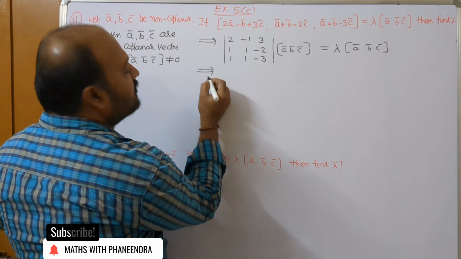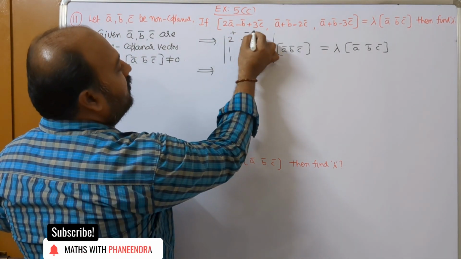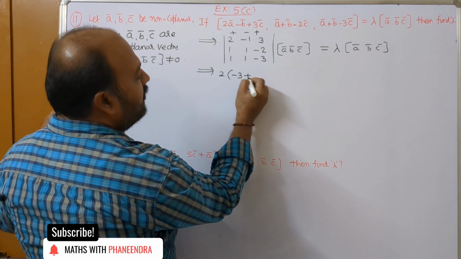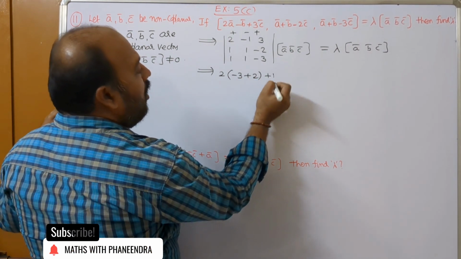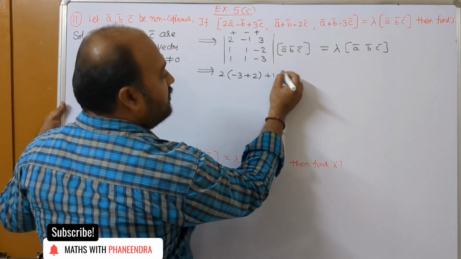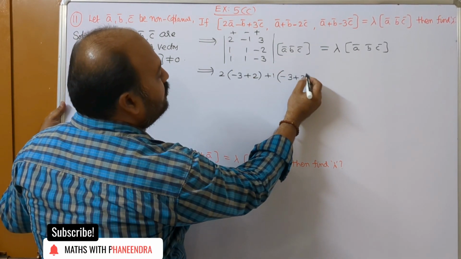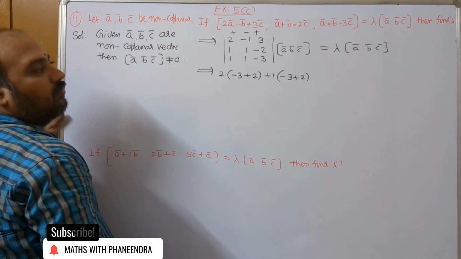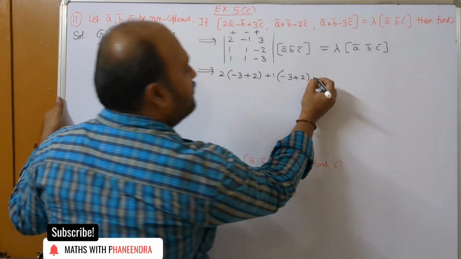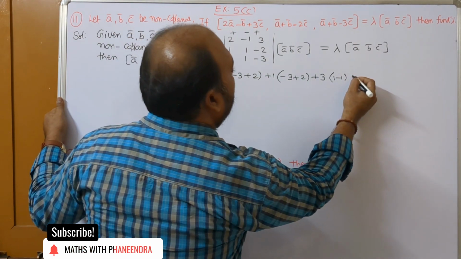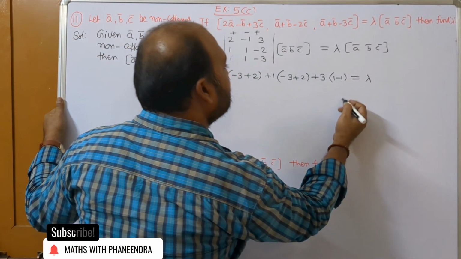So that implies, 2 into minus 3 plus 2, minus into minus plus 1 into minus 3 plus 2, next plus 3 into 1 minus 1, which is equal to lambda times.